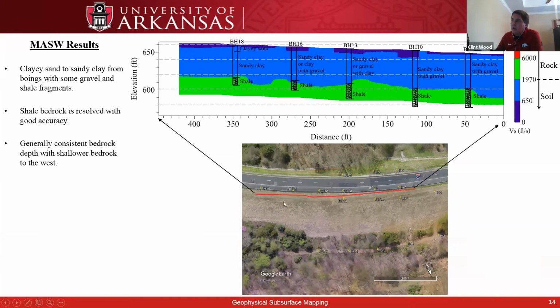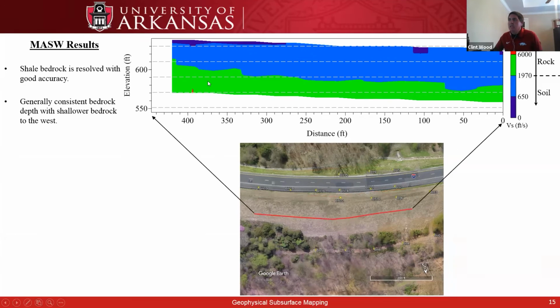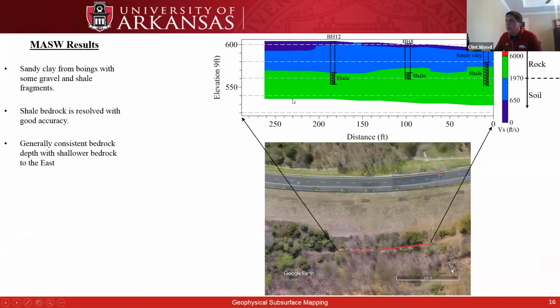The same thing on the one next to the shoulder, right next to the guardrail: we essentially see similar bedrock depths across the site. So nothing particularly interesting. And then even in the mid-slope, essentially similar results. And then once we get down to the boring line along the second section down here at the bottom, we see that, again, we're very consistent with the borings. We're showing consistent behavior. Things match up very well.